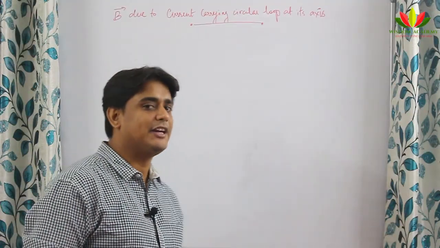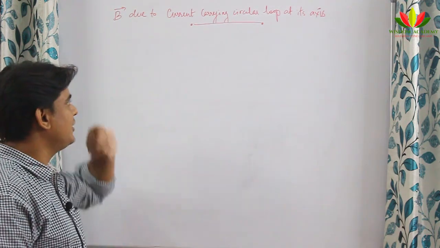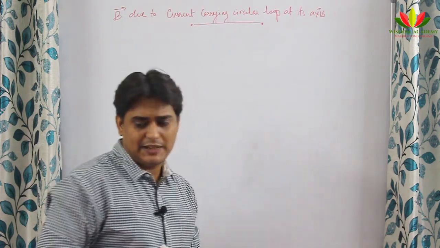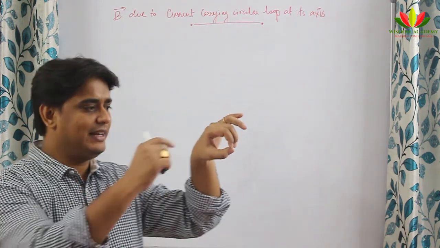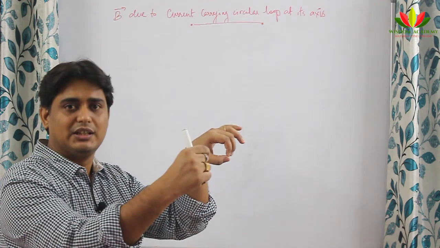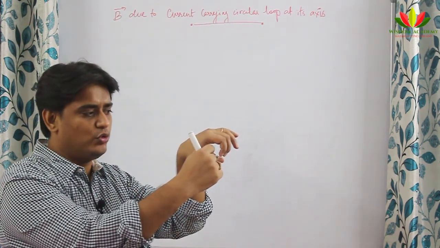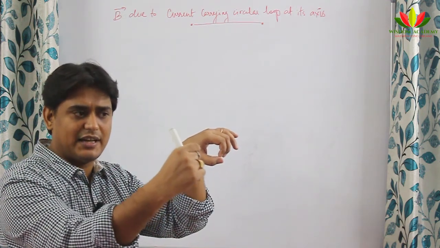Now we will see the third application of Biot-Savart law, where we will find the magnetic field due to a current carrying circular loop at its axis. What is the meaning of that? If this is a loop, I am going to find the field at a point on its axis. Previously I found it at the center of the loop. Now I am going to go an axial distance somewhere here, and find it here.